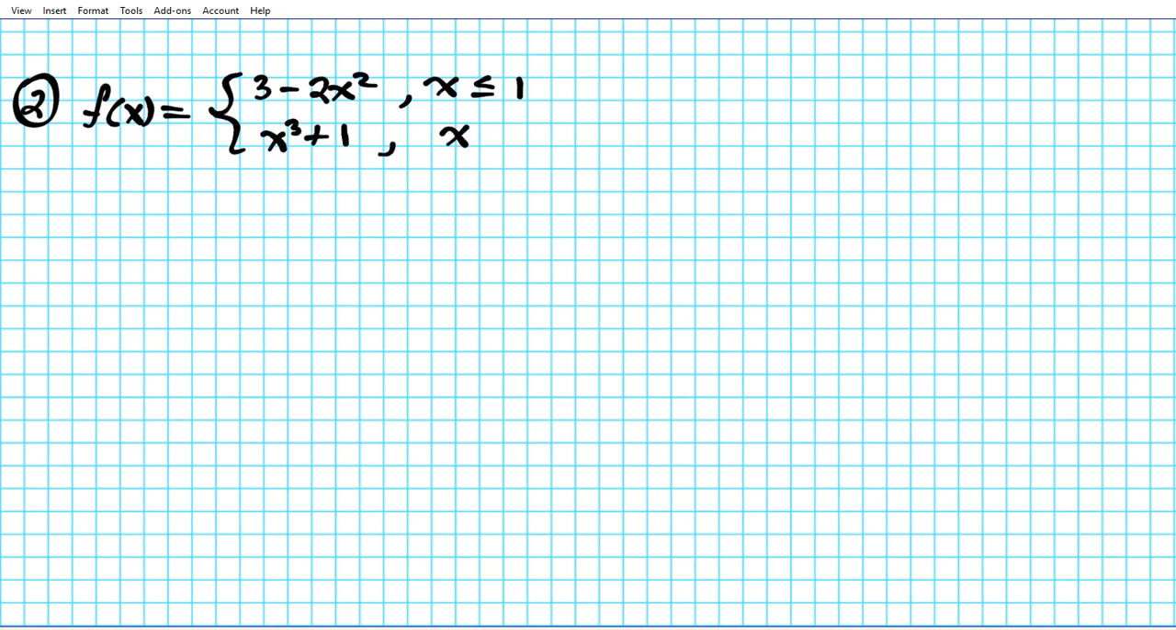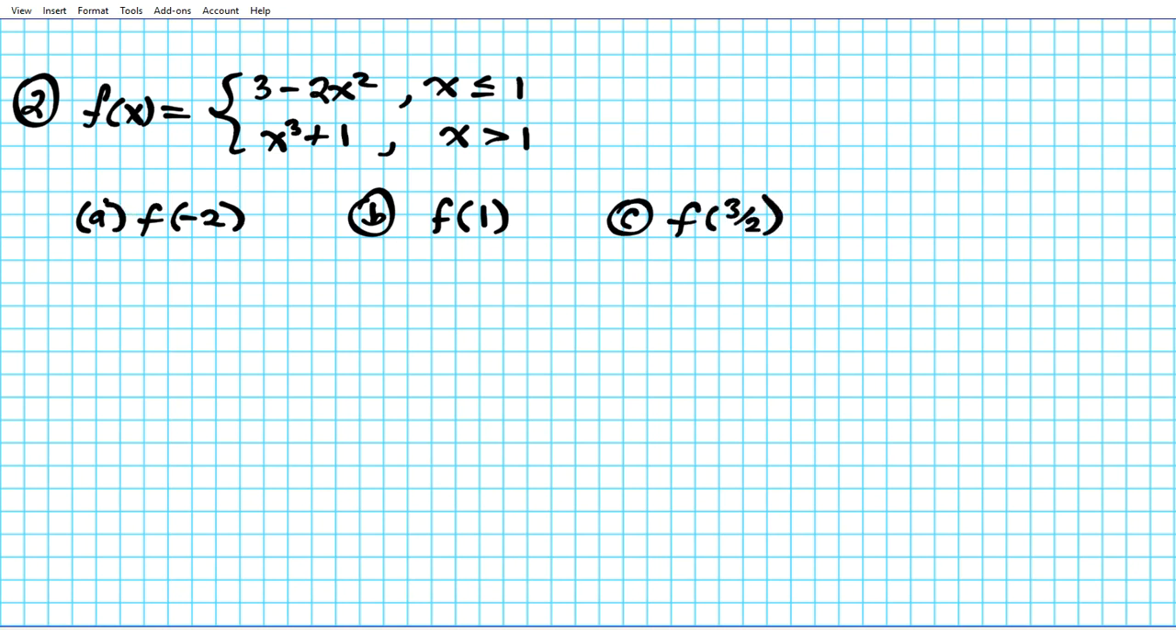Alright, let's take a look at question 2. Let's say we have the piecewise function f of x equals 3 minus 2x squared when x is less than or equal to 1, and x to the third plus 1 when x is greater than 1, and we want to figure out the value of f of negative 2, f of 1, and f of 3 over 2.